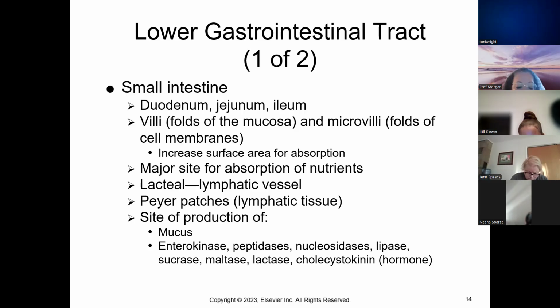In the ileum, in the small intestines, there's large patches of lymph tissue. These are called Peyer's patches, and they help limit the resident bacteria. So they provide an immune response against those resident bacteria, to protect the small intestines.